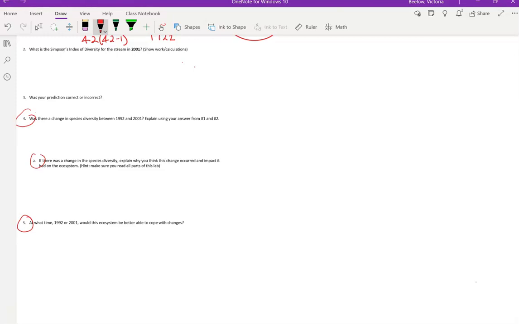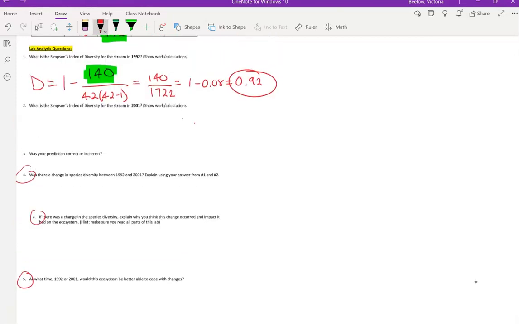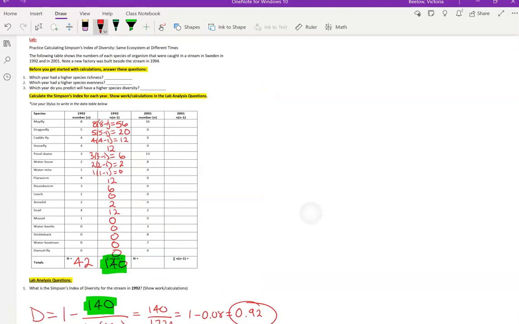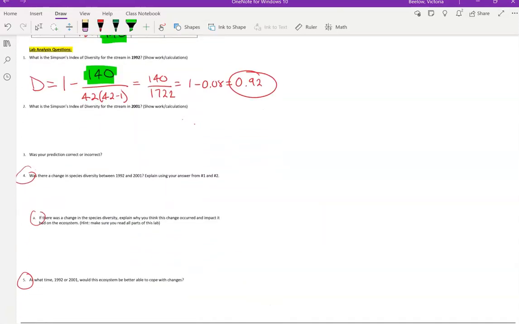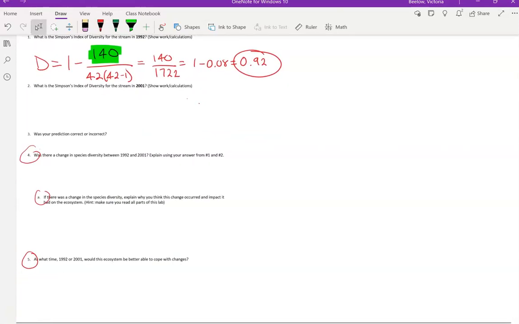So was there a change? Yes or no? And then use your Simpson's diversity index number to explain that. Was there a change in that number? Was there a change in the species diversity? If there was a change, you're going to answer question 4A here and explain why you think that is. Make sure you read all the different parts of the lab, especially this information here, to answer that question. And then, during which time period do you think the ecosystem was better able to cope with change?